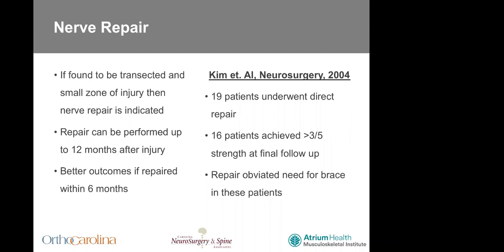Additionally, following knee dislocations, the common peroneal nerve fibers are often severely stretched, making you have the need to section and take more nerve than you initially thought, ultimately not allowing you to have a tensionless nerve repair. A study out of Louisiana State in 2004 retrospectively reviewed 19 patients who underwent direct repair. They found that 16 patients achieved greater than 3 out of 5 strength at final follow-up, and repair ultimately got patients out of AFOs in this setting.